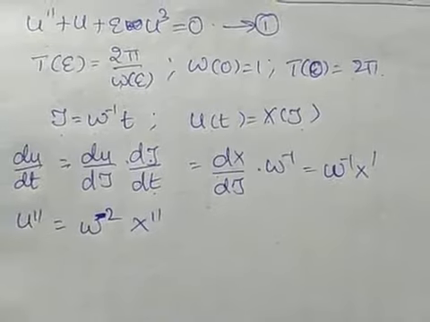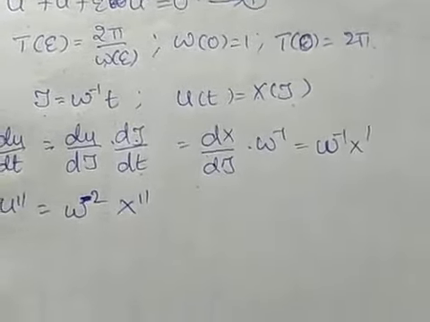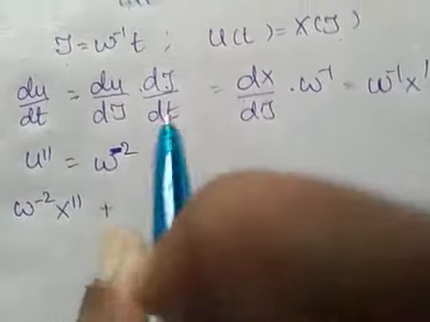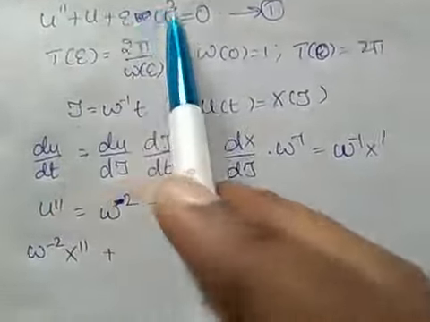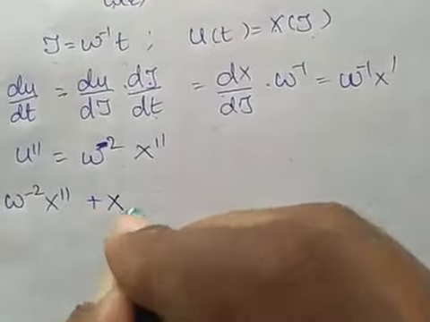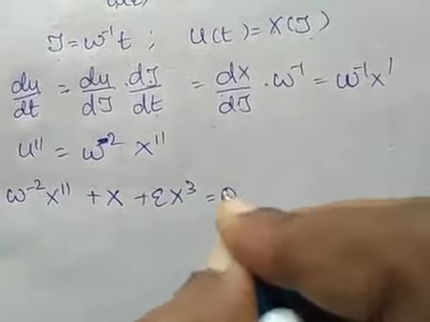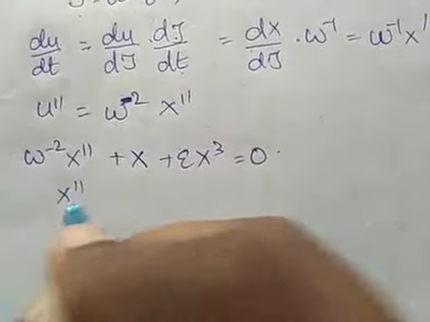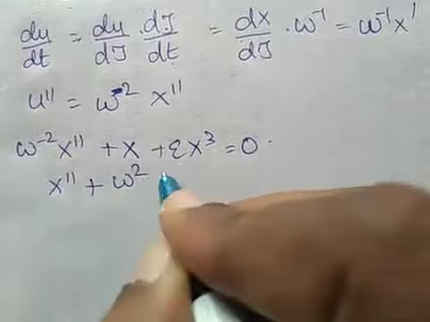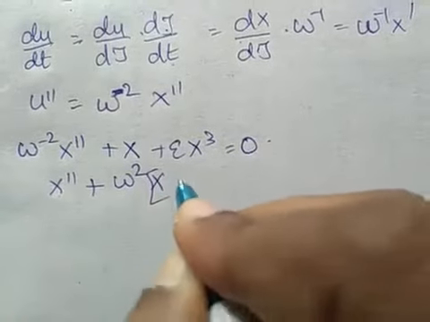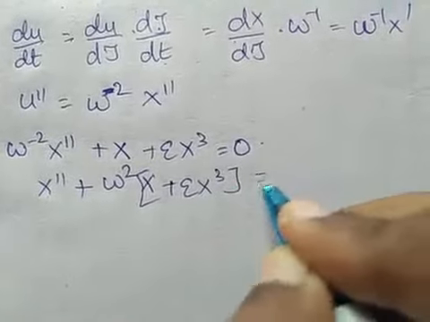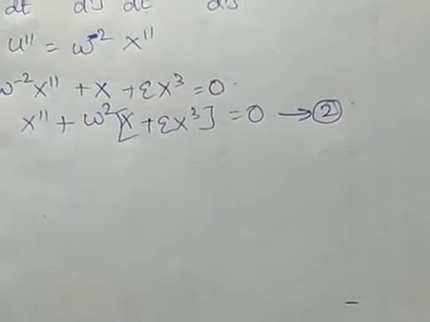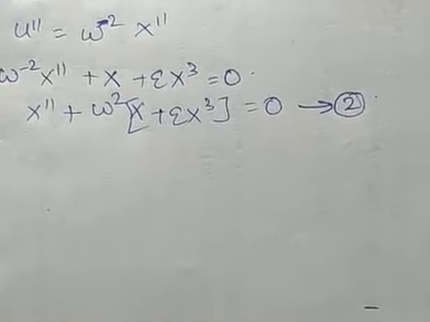Now substituting this in our equation 1, we get omega power minus 2 x double dash plus the next term, u, which is x, and epsilon into u cube, therefore x plus epsilon into x cube equal to 0. Multiplying with omega square throughout, I get this equation as x double dash plus omega square x plus epsilon x cube equal to 0. Now we are going to use the Poincare-Lindstedt method to find the solution.